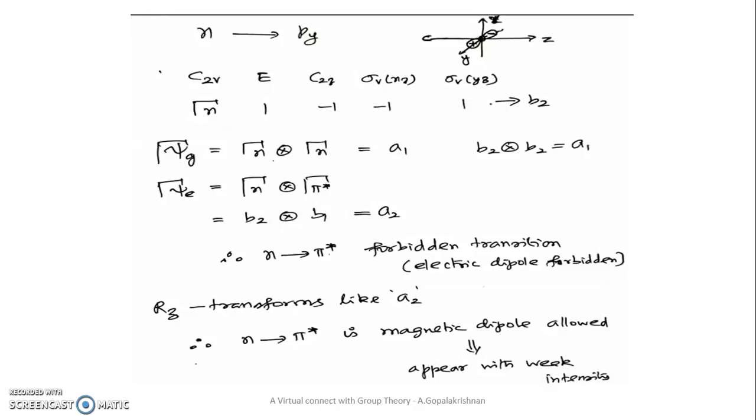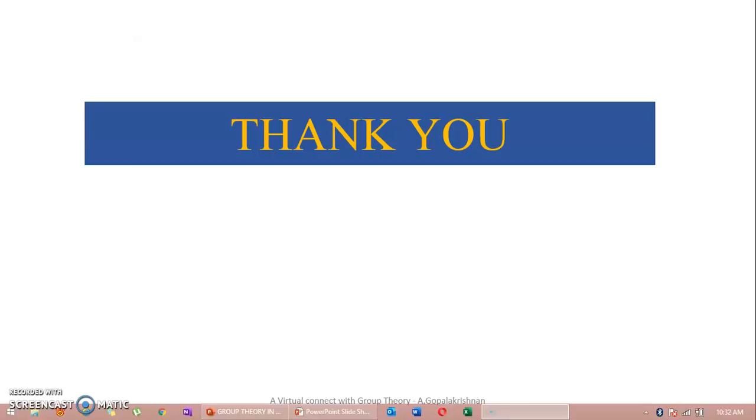Check the new irreducible representation, and if in the character table the third column has x or y or z, then that transition will be allowed. If x, y, z are absent in the third column, then that transition is electric dipole forbidden. Sometimes an electric dipole forbidden transition may appear in the spectrum. It may be due to some other factor. In formaldehyde, this is due to magnetic dipole allowedness. Since the n to pi star transition is magnetic dipole allowed, this signal appears with a weak intensity.